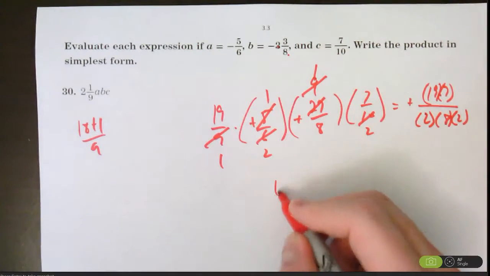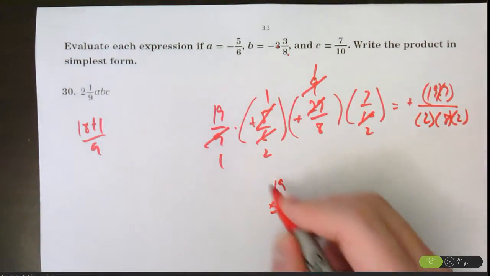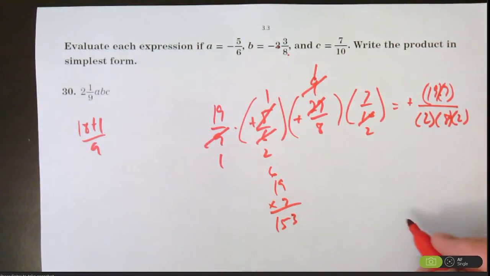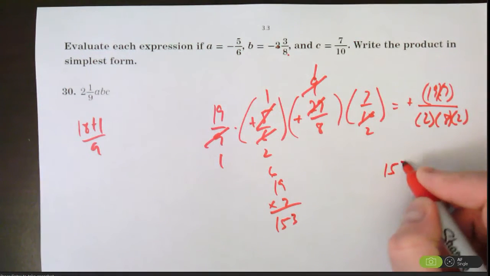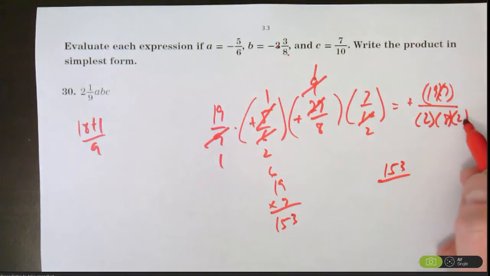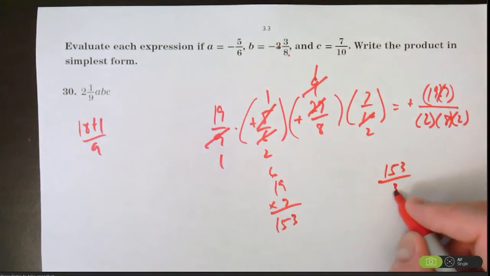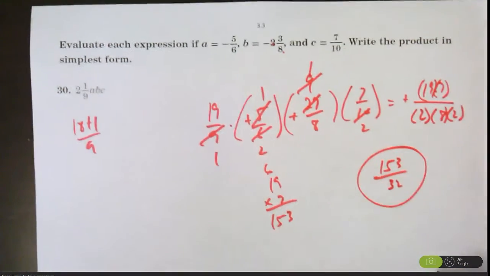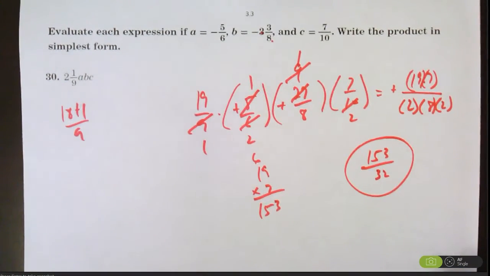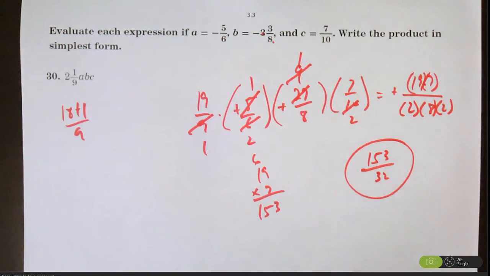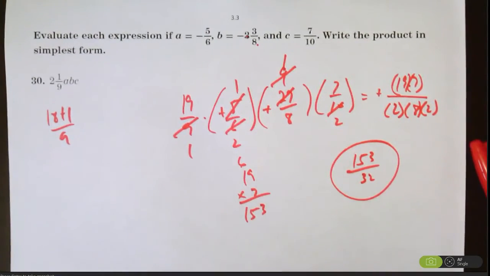So 19 times 7, 3, 6, then it's 153. And then 2 times 8 times 2 is 16 times 2, which is 32. And you can leave it as 153 over 32 for me. If you want to make it into a mixed number, knock yourself out. Hey, but there you go. That's section 3.3.